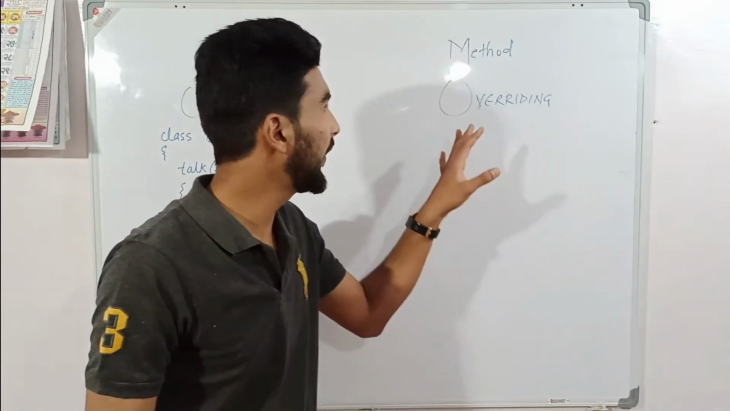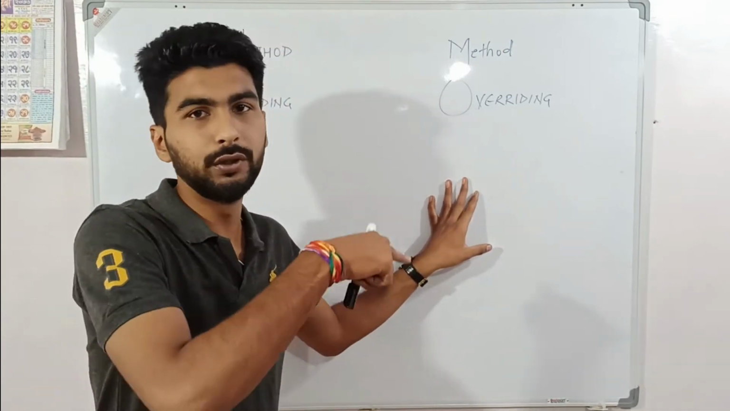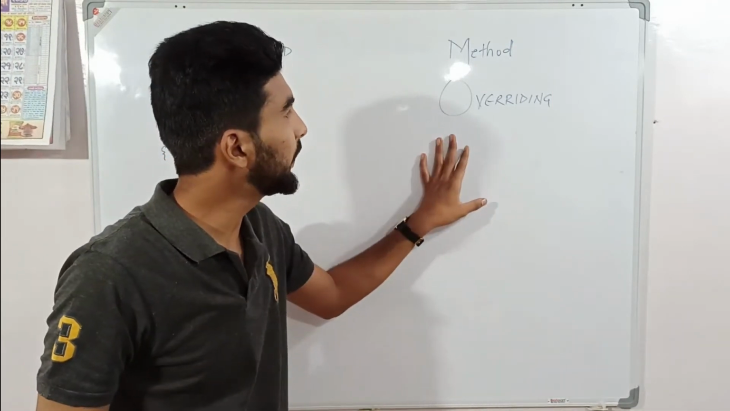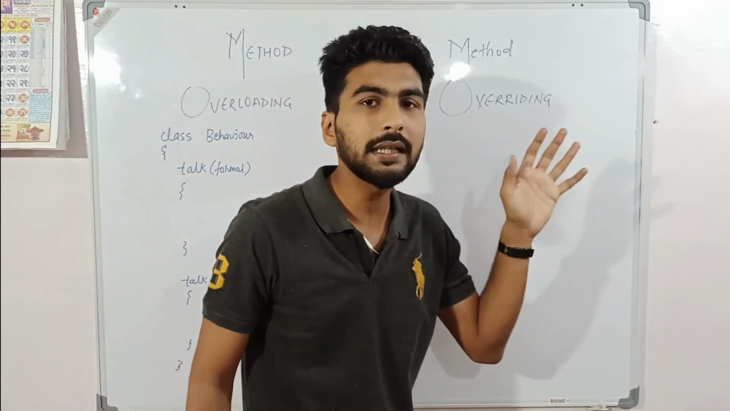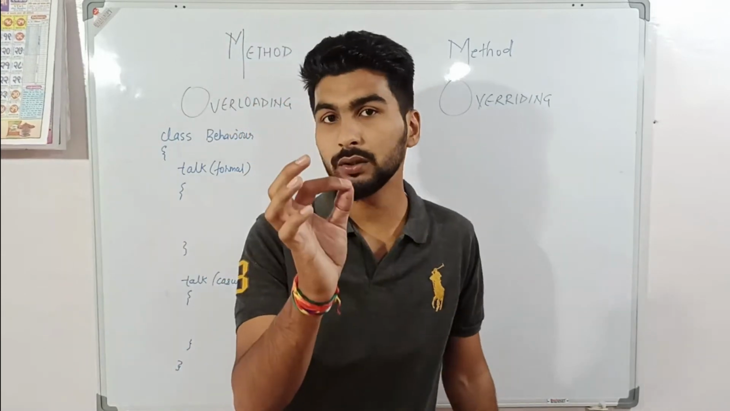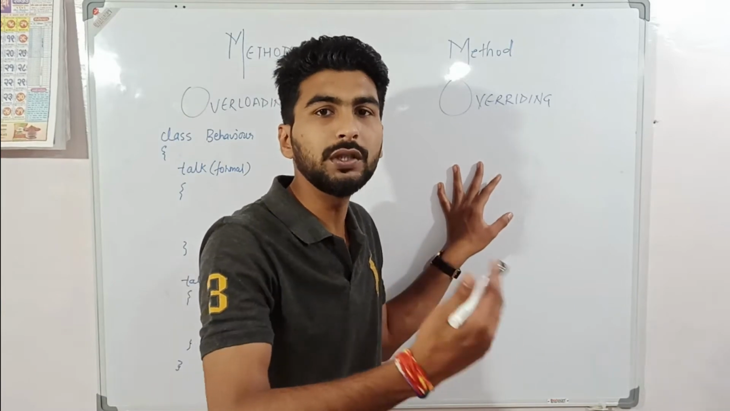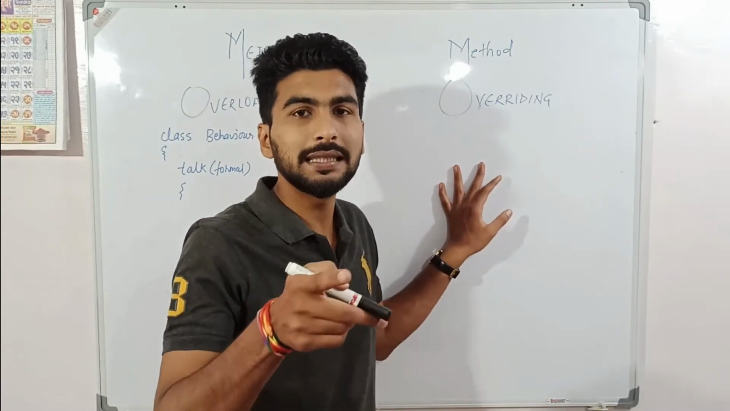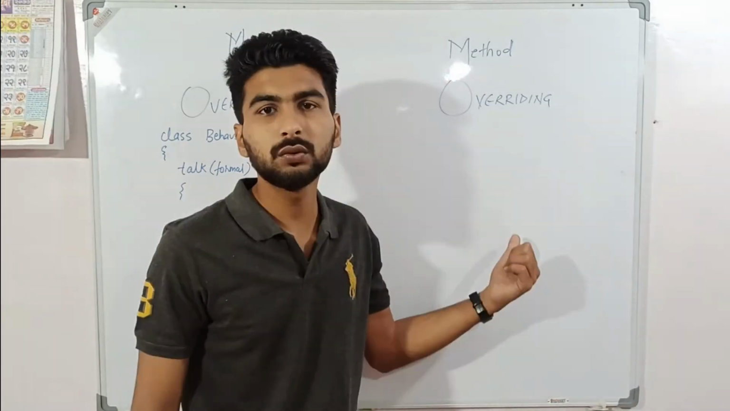On the other hand, we have method overriding. What is it and why do we do it? The very first answer, what is overriding, is that we simply create more than one method with the same name, like this. But now listen, what is the difference? We are creating two different methods but with the same parameters. Here the parameters are different but here the parameters will be the same.